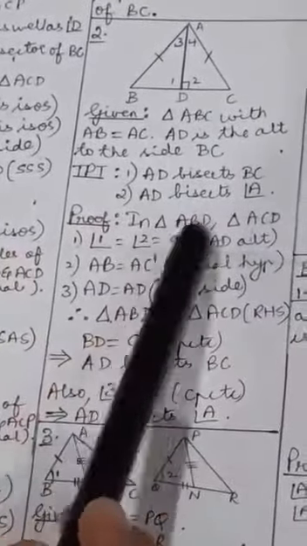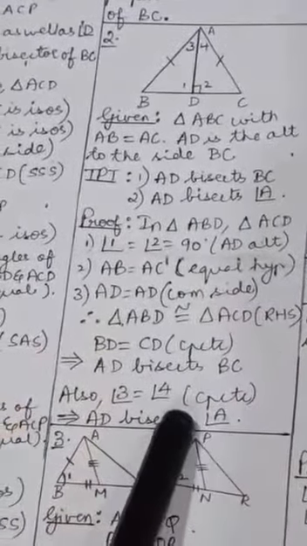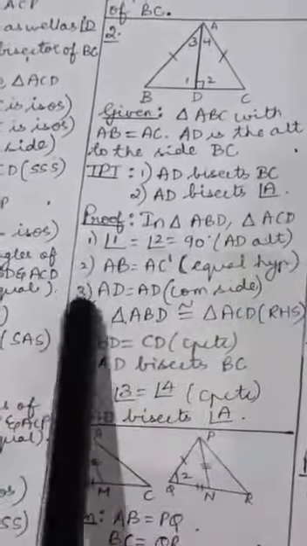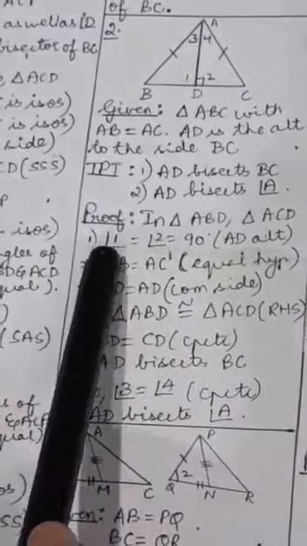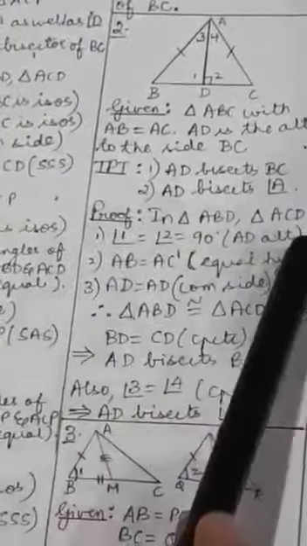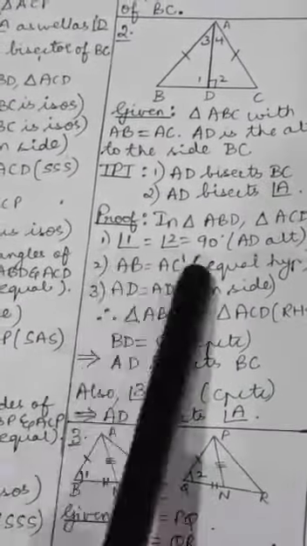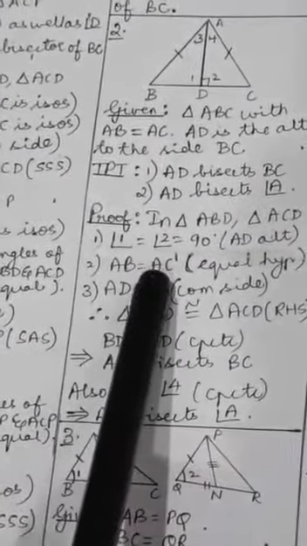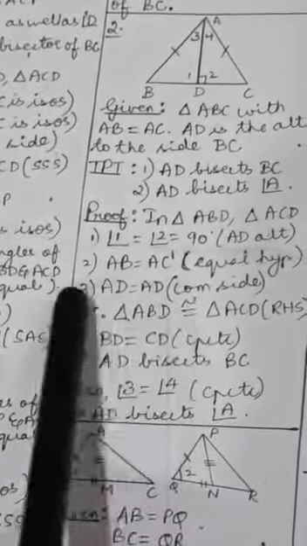Because AD is the side of both the triangles. Both ABD and ACD have the side AD as a common side. So now what information have we listed here? Angle 1 and 2 equal to 90 degrees each. So this is R, right angle. And this we understood are the hypotenuses in the two triangles. And this is some other side.